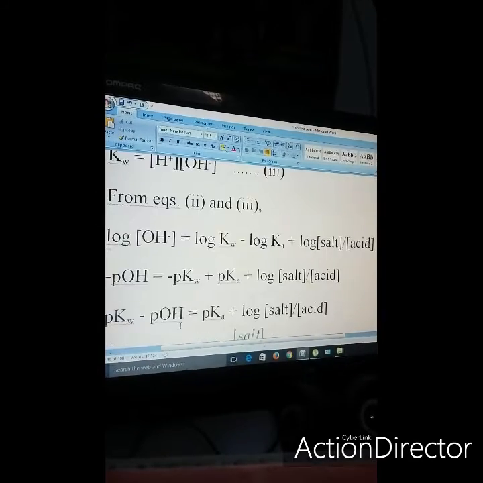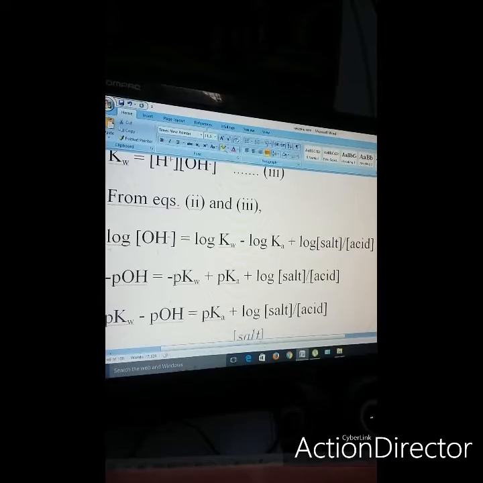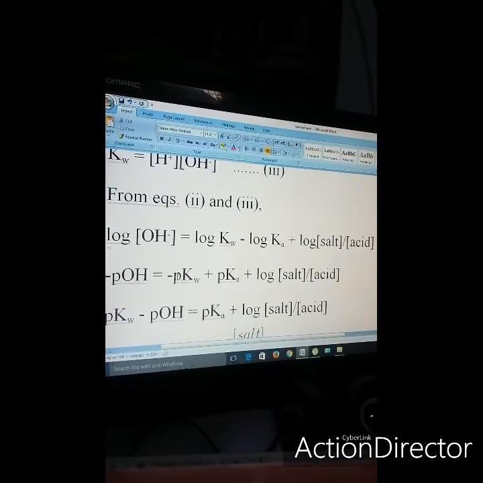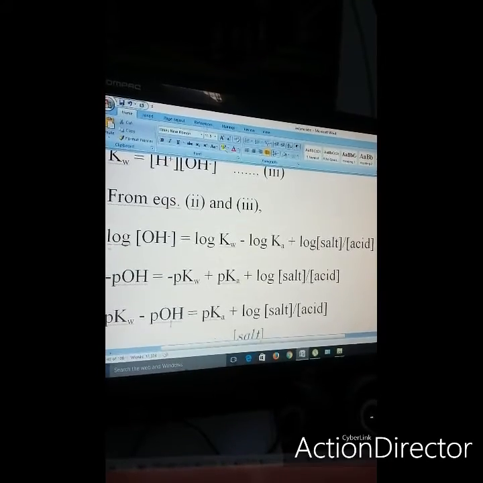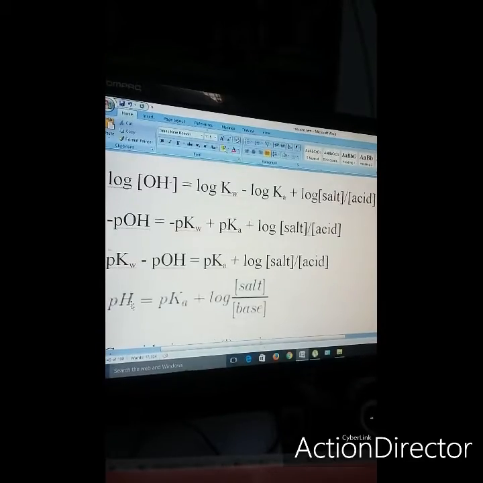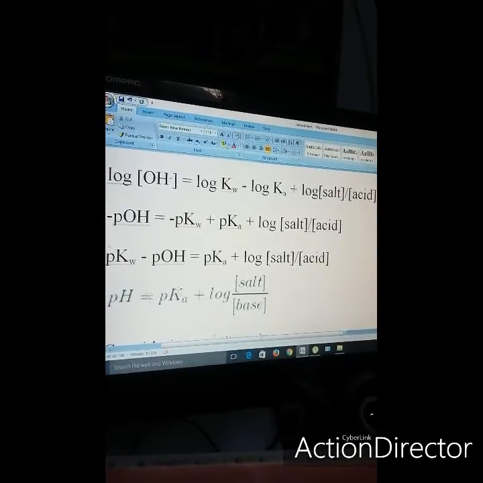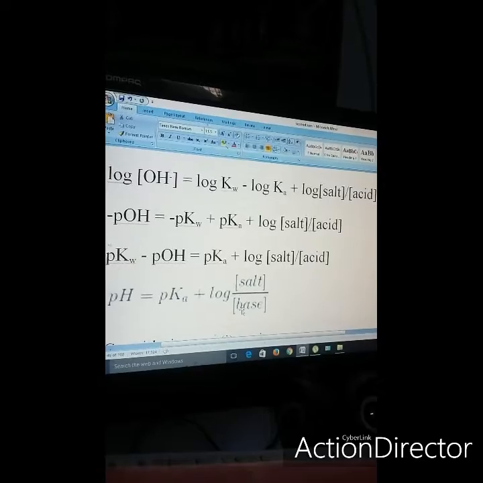Change the signs and then shift pK to this side. So pKw minus pOH is nothing but pH. So pH will be equal to pKa plus log of concentration of salt upon concentration of acid.